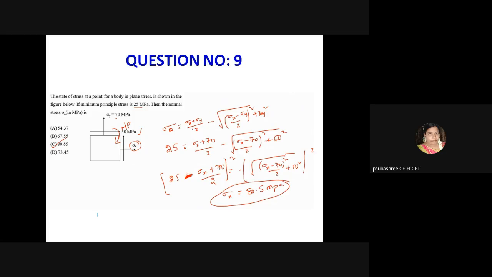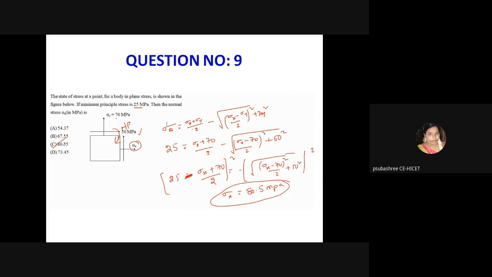Question number 9. The state of stress at a point for a body in plane stress is shown in the figure below. If the minimum principal stress is 25 megapascal, then find the normal stress sigma x in megapascal. So sigma x is the unknown.